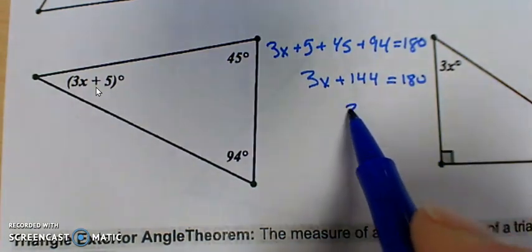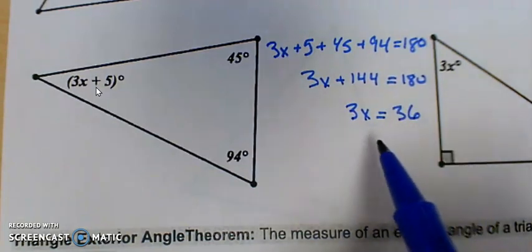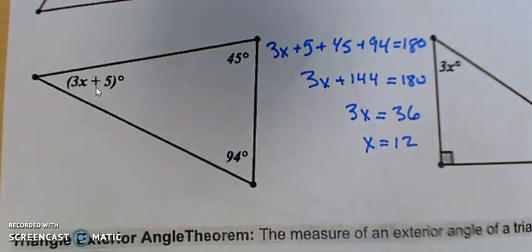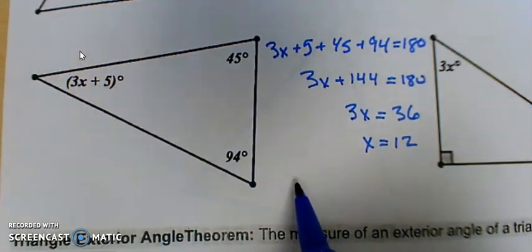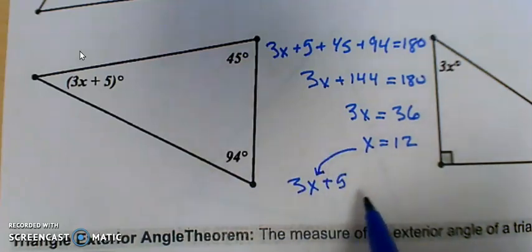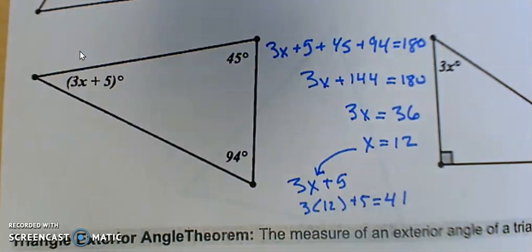Subtract the 144, and 3x equals 36. And if you divide, you get x equals 12. Now, more than likely, this is not actually the answer to the problem. I might want to know how big this angle is. So of course I'm going to take that x and plug it in to 3x plus 5, and I'm going to find out that it's 3 times 12 plus 5, which equals 41.